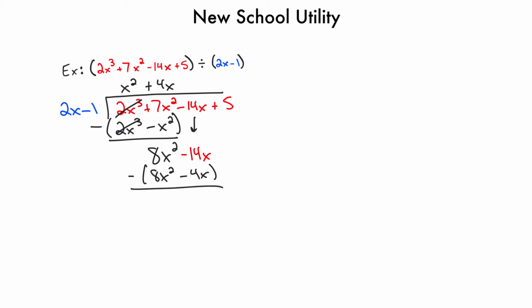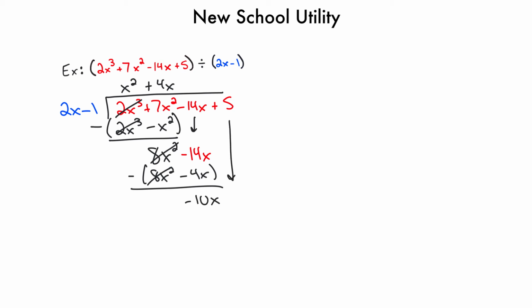Here's a bit of advice. Write the parentheses and then put the subtraction symbol. If you don't, you will at one point forget that you're subtracting these two things, and instead you will add them together and get the wrong answer. These two terms should always eliminate. Then I have a negative 14x minus a negative 4x. I'm subtracting a negative, so I'm really adding a 4x. Negative 14x plus 4x is negative 10x.